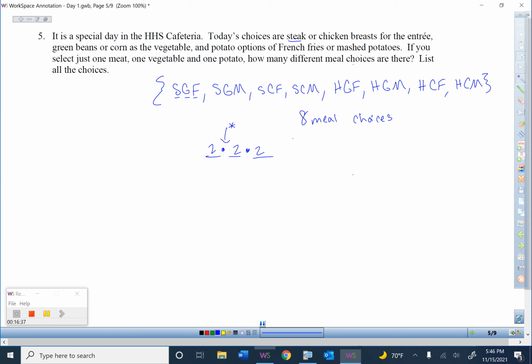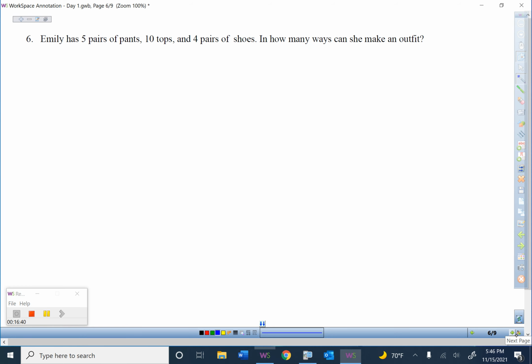So when you are selecting, in any type of problem where there's just one from each group, you can use that same pattern. Here we've got 5 pairs of pants, 10 tops, and 4 pairs of shoes. We want to make an outfit of 1 pant, 1 top, 1 pair of shoes. But there are 5 different ways for the pants, 10 different ways for the tops, 4 different for the shoes, and all we have to do is multiply those together. So we've got 200 different outfits, as long as they go together.